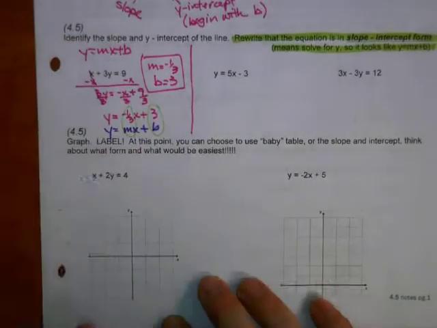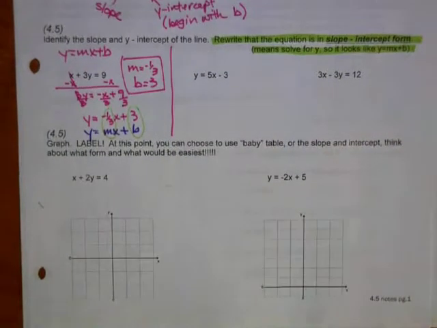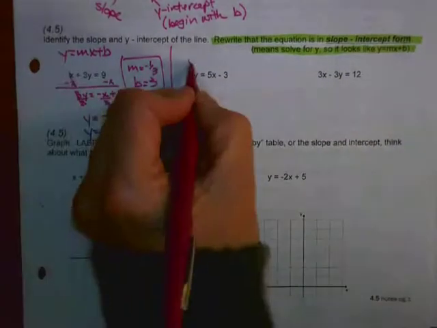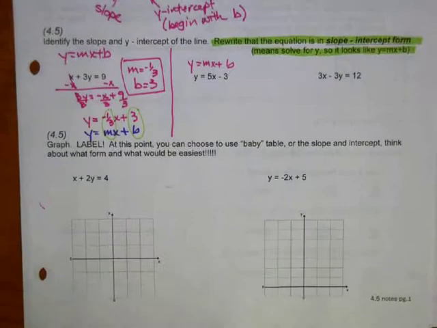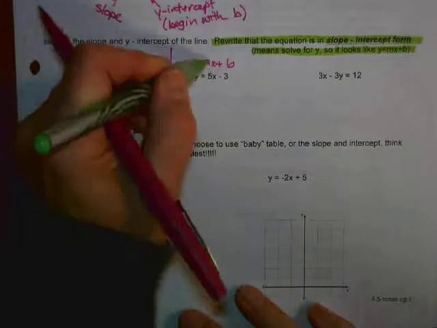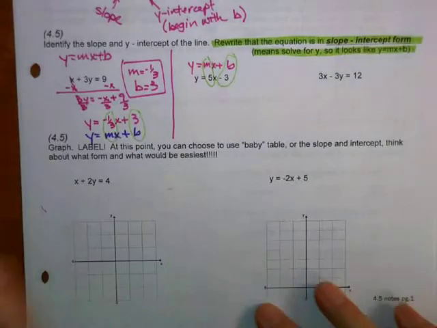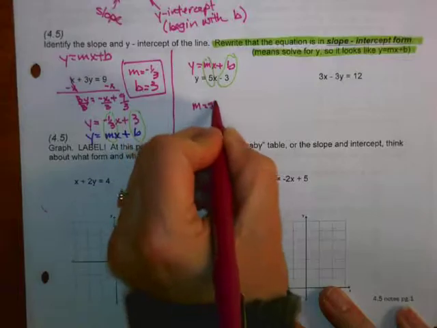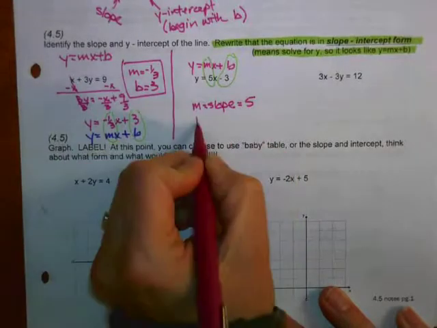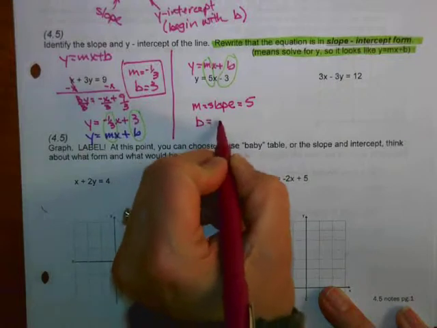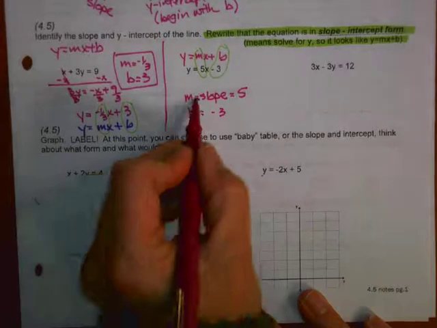All right, here we go. Do we have to do any work for this one? No. It's already in y equals mx plus b form. That should be like the test. Yeah. M and b. So the slope equals 5, and the b, the y-intercept, equals negative 3. M equals slope equals 5.